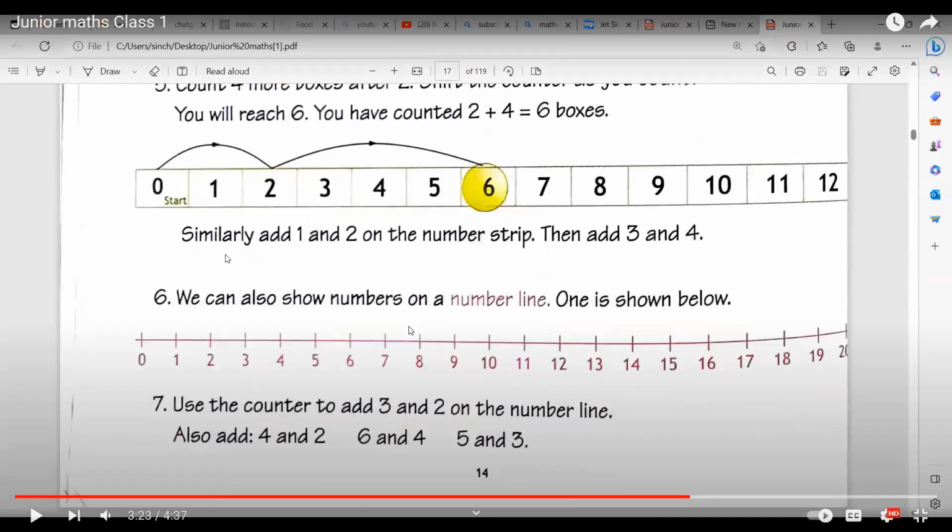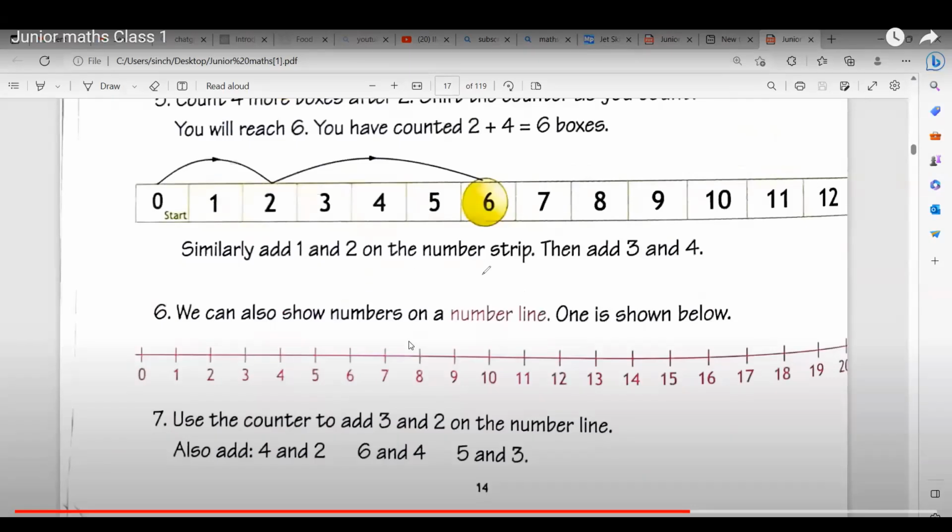Now tell me this one, beta. Last line, read it. Not the last line, this one. Similarly, add 1 and 2 on the number strip. Just a second. Dattatreya, if you add 1 and 2 on the number strip, then what is the answer coming? 1 and 2 is 3. One and two is three.